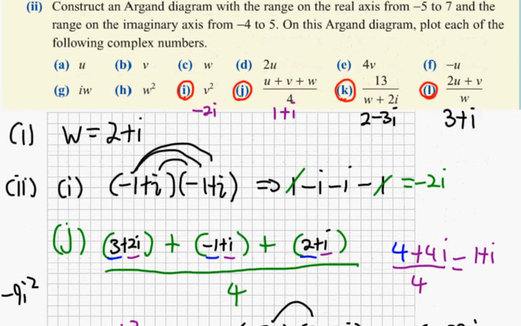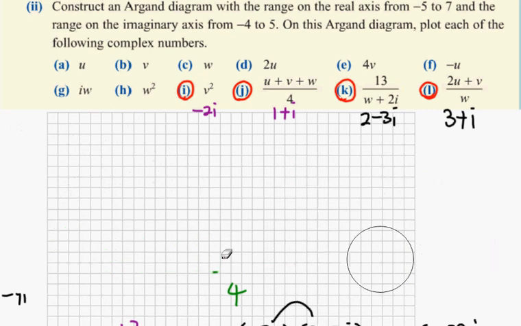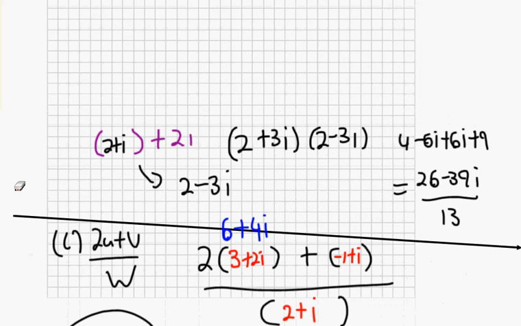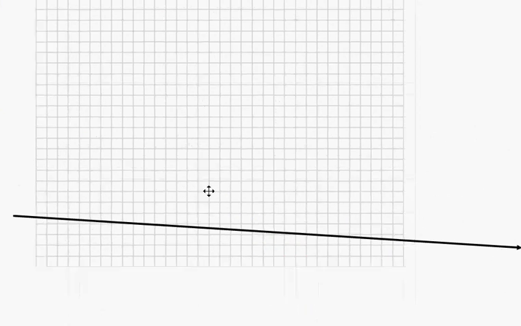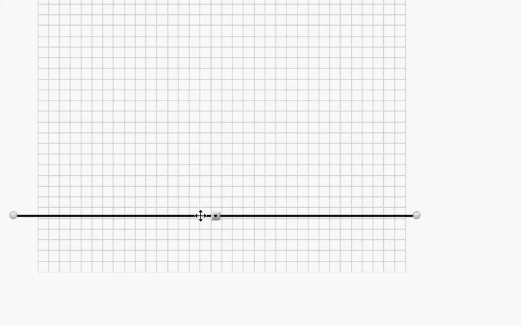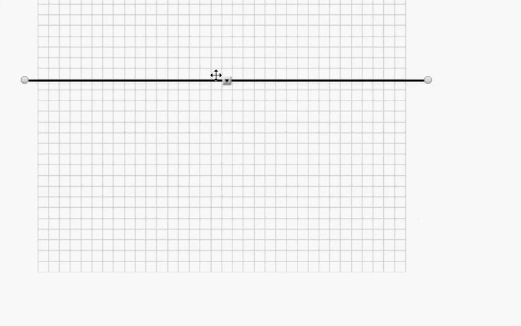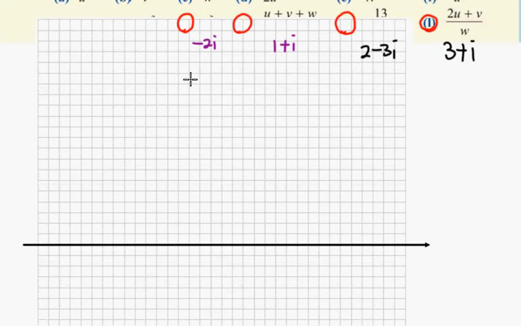Now, what I've done there is I've done all the answers. All of them are here. So here's what I have to do next. I have to draw an XY axis. Okay, that'll be my real axis. The other one can be my imaginary axis, which will be here.